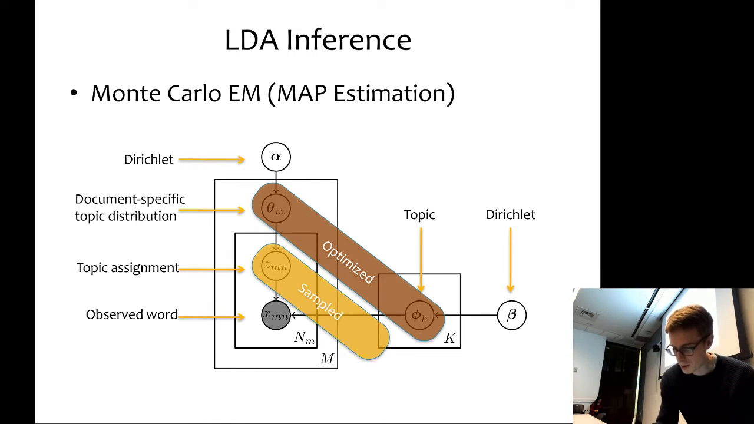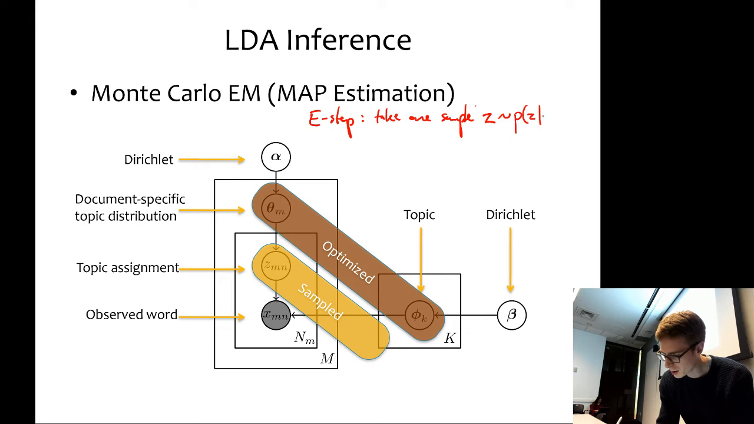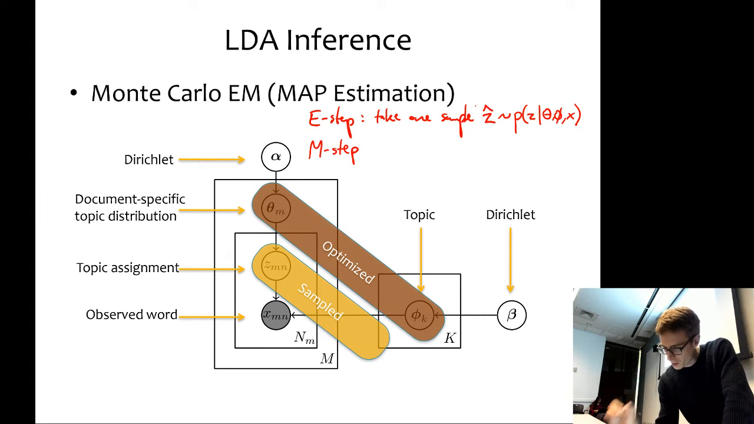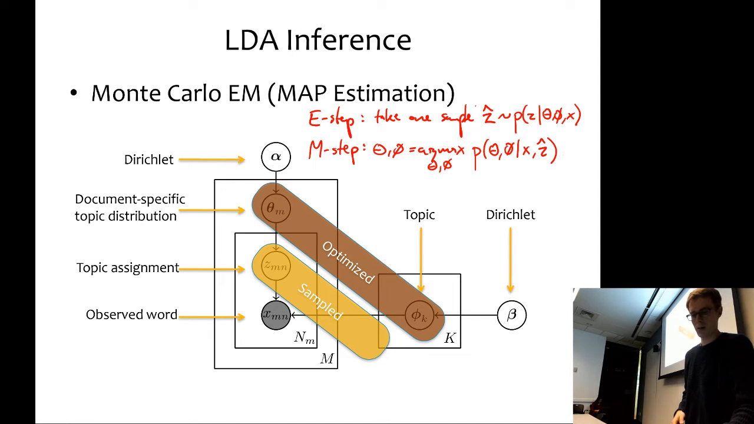Yeah, so the E step here would say, for example, take one sample of z from P of z given the parameters and x. Okay. And let's call that sample z hat. Then in the M step, choose theta and phi which maximize the posterior of theta, phi, given x and z hat. Okay.